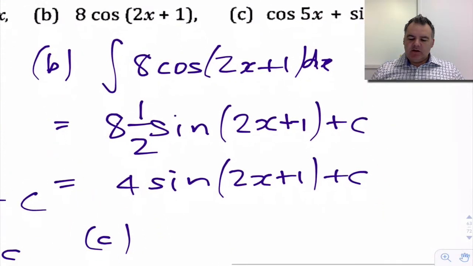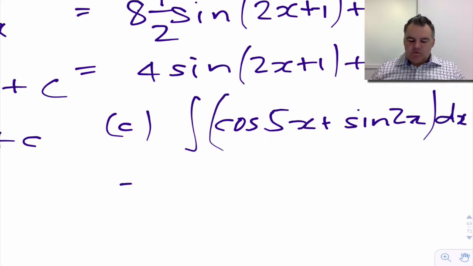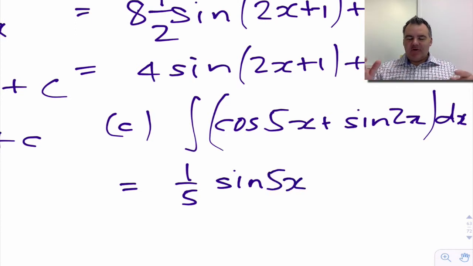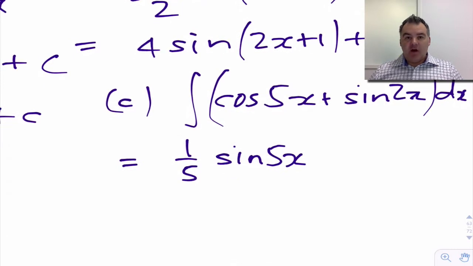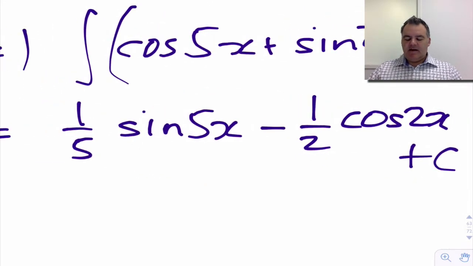So part C, the integral of cos 5x plus sine 2x dx. Alright, one at a time. The integral of cos 5x will be 1/5 sine 5x. So I'm doing the reverse chain rule just in my head as I go here. And the integral of sine 2x will be, I need the negative a half, cos 2x plus c. And if you check those, that is going to work out, because the integral of sine is negative cos. It's cos of 2x, and this is where the reverse chain rule is coming in.